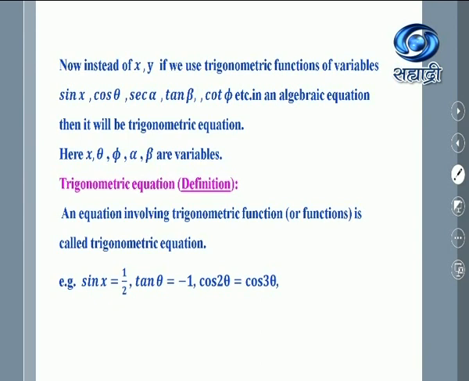Tan theta equal to -1. Cos 2 theta is equal to cos 3 theta. All these are the trigonometric equations. One more is x is equal to a sine omega t plus alpha. This as well represents the trigonometric equation. But often we are using this type while solving the sums.